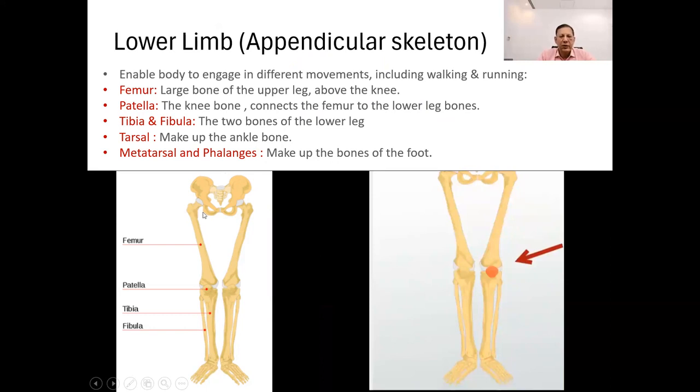Femur is the largest bone of the upper leg between the hip joint and the knee joint. The patella is the kneecap, also called the knee bone. It connects the femur to the lower leg bones. Tibia and fibula are the two bones of the lower leg. The tarsals are the bones that make up the ankle. And finally, the bones of the foot, that is metatarsal and phalanges.